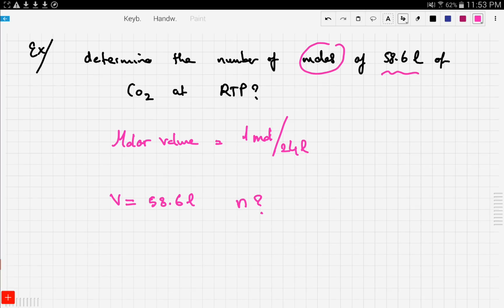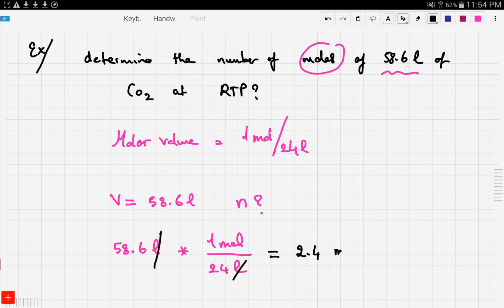So 58.6 liters times 1 mole is 24 liters. And see how the units cancel? This is where the magic happens. If your units cancel and you end up with the right unit, that means you're on the right track. So this is how you check if you're right or wrong. So you get 2.44 moles. And voila, you have your answer.